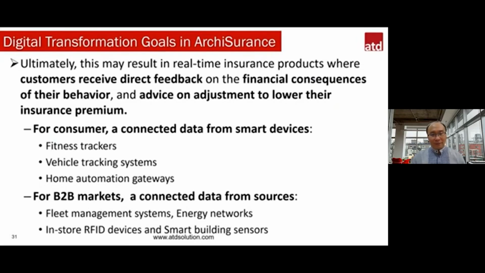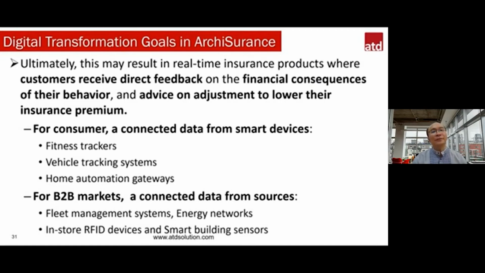And for the B2B market, they want to have connected data from sources. So they want to have a fleet management system, energy network, installed RFID devices, and smart building sensors. So for those who are insured with them, they want to make sure that all the alarms are fully functioning and working, and also in case of fire, etc. They want to make sure that the sensors are all in place, so that they can compete in giving the client the lowest possible premium, because the technology indicates that the risk is very low for this particular client compared to other clients that maybe are not adopting or applying a particular technology.